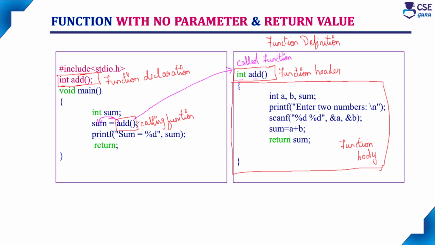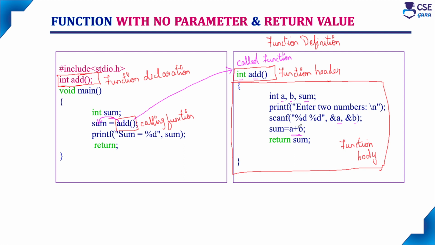In the function body, there are three elements: one is the declaration part, next is the execution part, and finally the return statement. Here we have declared three variables, A and B to get and store the values from the user, and sum is a variable to store the result. The statement int A, B, sum is the local declaration in the user defined function.